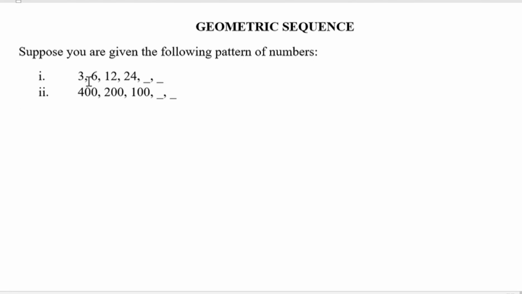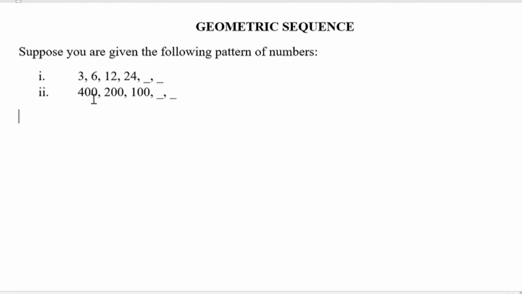Now for the first one, you realize that a subsequent number is found by multiplying the preceding number by 2. So we have 3 times 2 gives us 6, times 2 gives us 12, times 2 gives us 24. So this one will be given by taking 24 times 2, giving us 48. 48 times 2 will give us 96 for this dash.